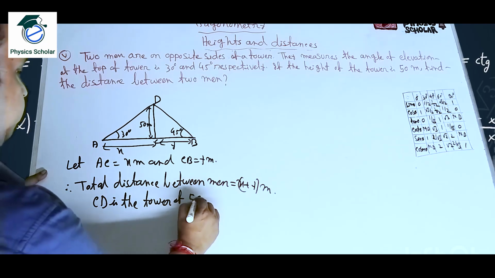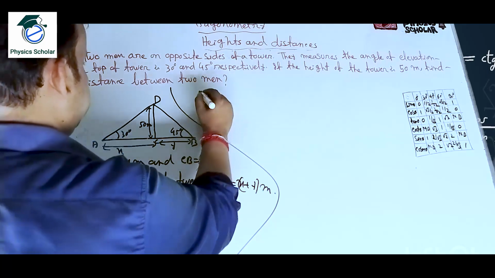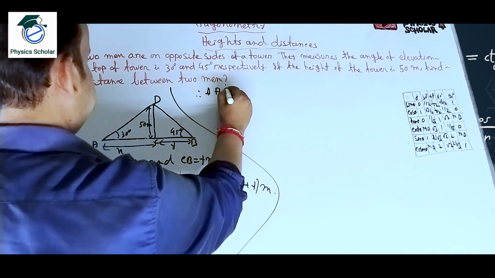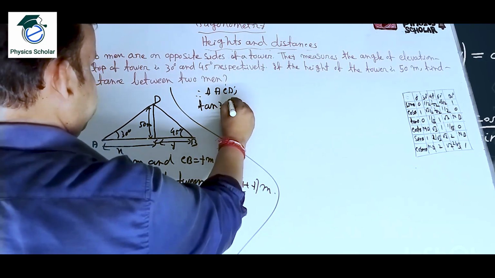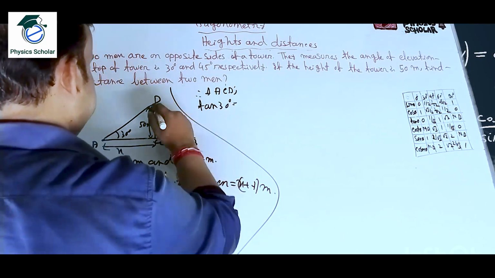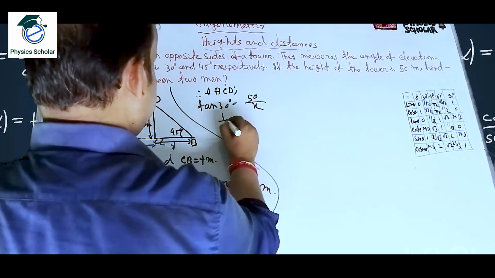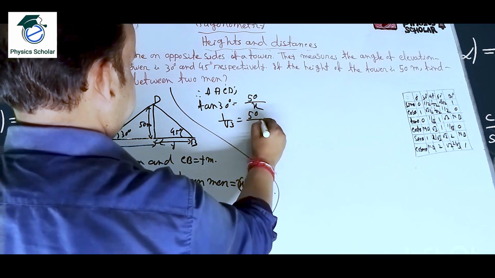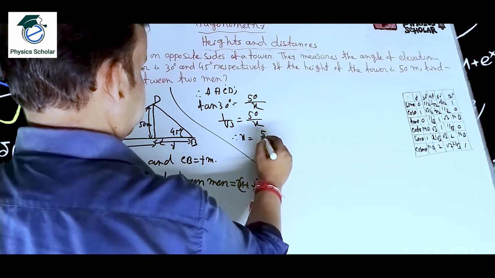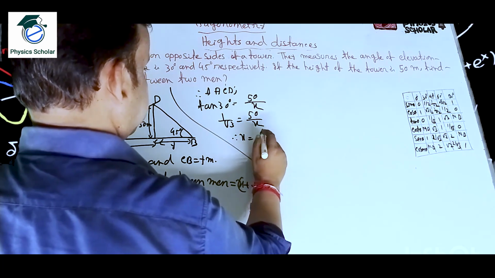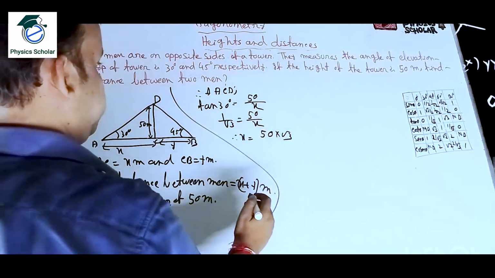of 50 meter. Clear? Now see, from triangle ACD, tan 30 degree is equal to perpendicular by base. CD means 50, base means x. So tan 30 degree means 1 by root 3 is equal to 50 by x. Clear? Therefore x is equal to 50 into root 3. So this is the value of x, 50 root 3.